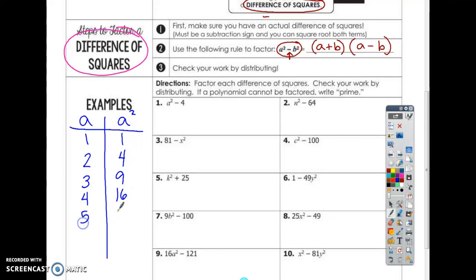What's 5 squared? What's 6 squared? What's 7 squared? 49. Let's keep going.